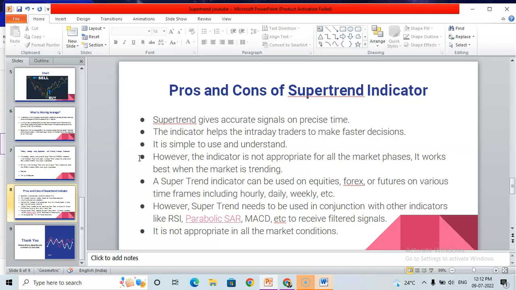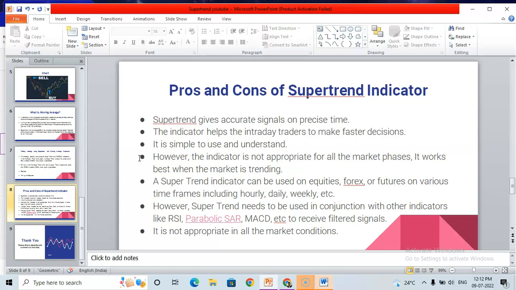So what are the pros and cons of the Supertrend indicator? Supertrend indicator gives accurate signals at precise time. As I've told, it will give trend only in the trending market. The indicator helps the intraday traders to make a fast decision. So this will give you a faster decision than any other indicator. It is simple to use and very simple to understand also. I hope you have understood about the Supertrend.